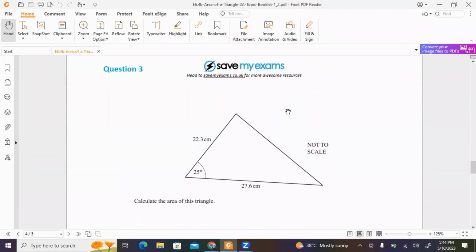In question 3, once again, they're asking us to find the area of the triangle. And as you can see, we have two lengths and the angle between them. We're going to use the same formula, 1 over 2 times 22.3 times 27.6 times sine of 25. Plug this in the calculator. So 22.3 times 27.6 divided by 2 times sine 25, and we have 130.1 centimeters squared.